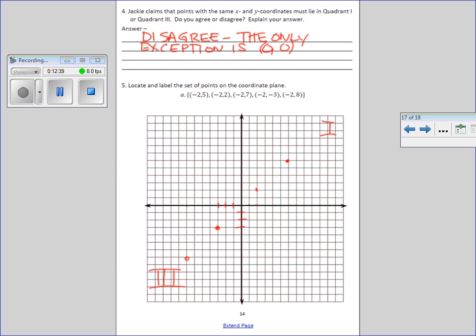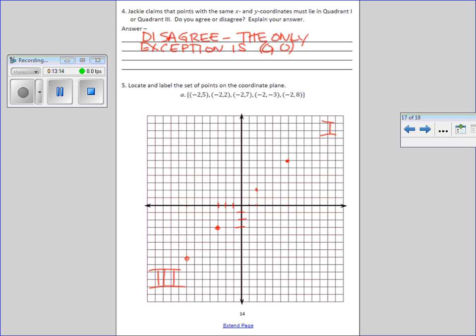I mean, she is right most of the time. That's the only point that would not work. Even, guys, give me a fraction, a half, 0.5, 0.5. Still going to be in quadrant 1 or quadrant 3. It has to be 0, 0. It's the only set of coordinates from greater than 0 or less than 0 to infinity that will lie in quadrant 1 or quadrant 3. It's the only exception out of millions and millions of possibilities.